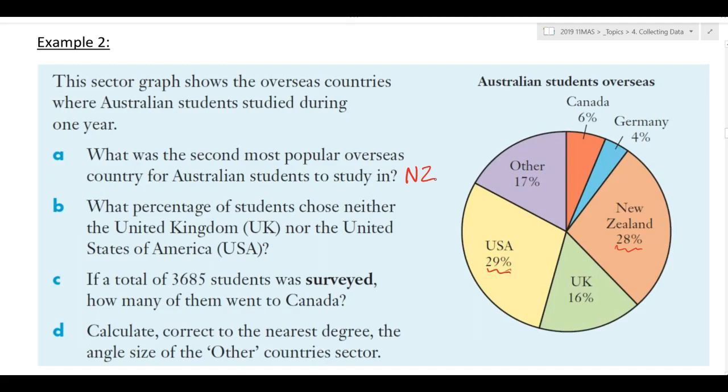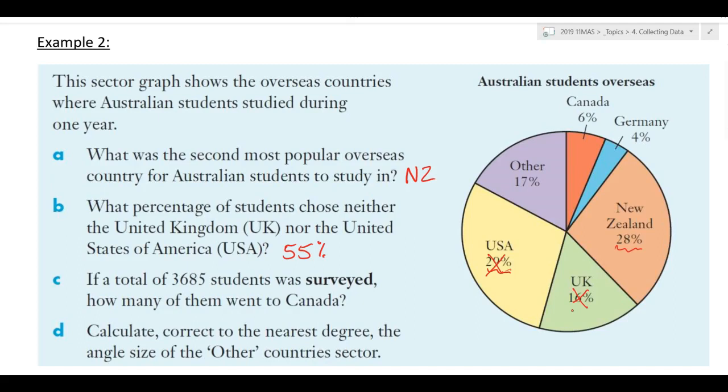What percentage of students chose neither the United Kingdom nor the United States? So not this one or this one. We need to add the others together. So 17 and 6 is 23, is 27, is 55%. Alternatively, I suppose I could add these two together and I get 45% and take that away from 100. Right, that could be easier as well.